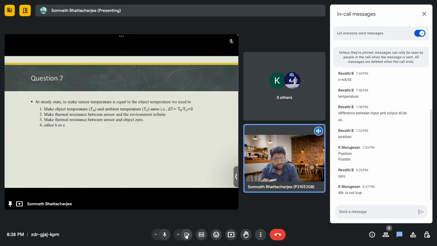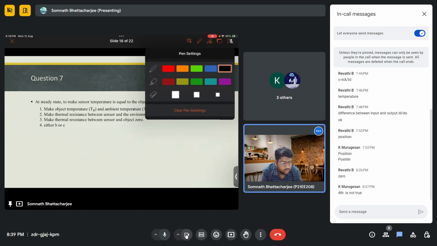The next question is this. At steady state, we need a temperature sensor reading equal to the object temperature. So what will happen if we make the object temperature and the ambient temperature the same? What will be the consequences? Let's say the environment temperature is T naught, whereas the object temperature is TB.